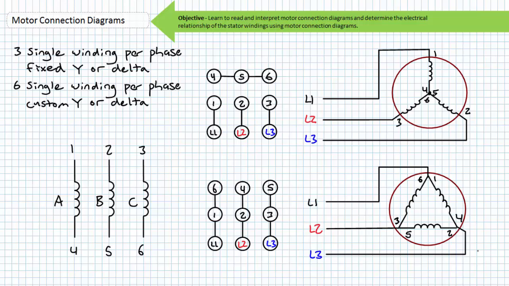The customizable Y or delta nature of 6-lead motors can be used to reduce inrush current in a method called a Y-start, delta-run, reduced voltage starter. We'll return to discuss this topic in greater detail in later lectures.